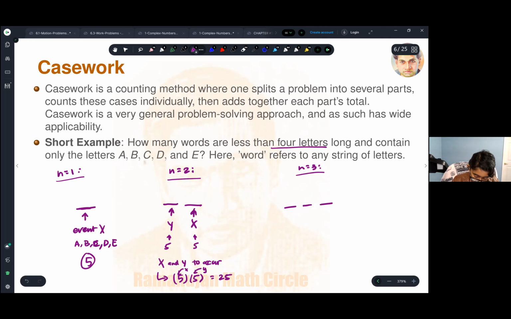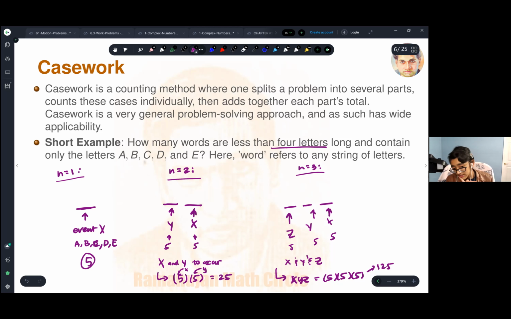And then here we have x, y, and z. Each one of these has 5 possibilities because they can be A, B, C, D, or E for each one. No restriction. So we're going to apply our multiplication principle again. For x and y and z to occur, it would be equal to 5 times 5 times 5, and that's equal to 125.